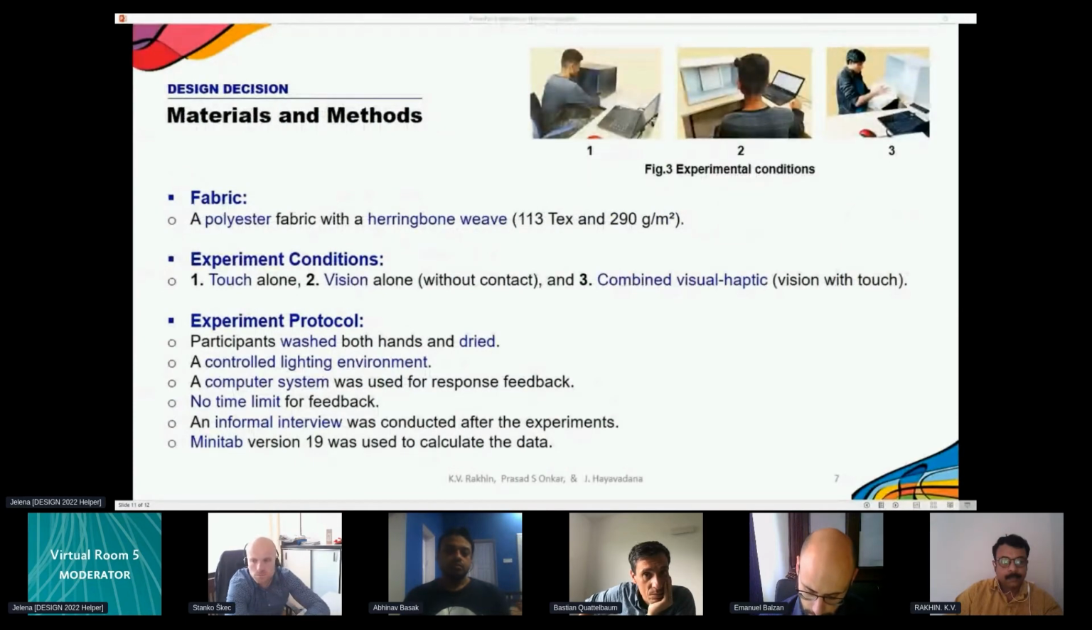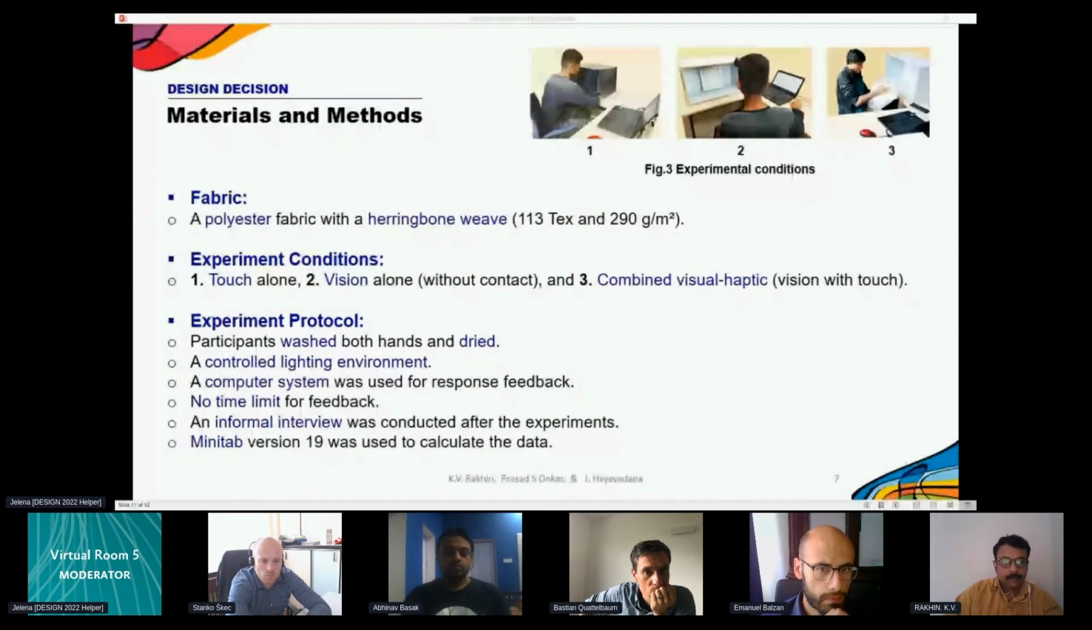We used 113 texts and 290 GSM herringbone polyester fabric. The experiment was conducted under 1. Touch alone, 2. Vision alone, and 3. Combined visual haptic. According to the experiment protocol, we ensured that all participants washed and dried their hands.